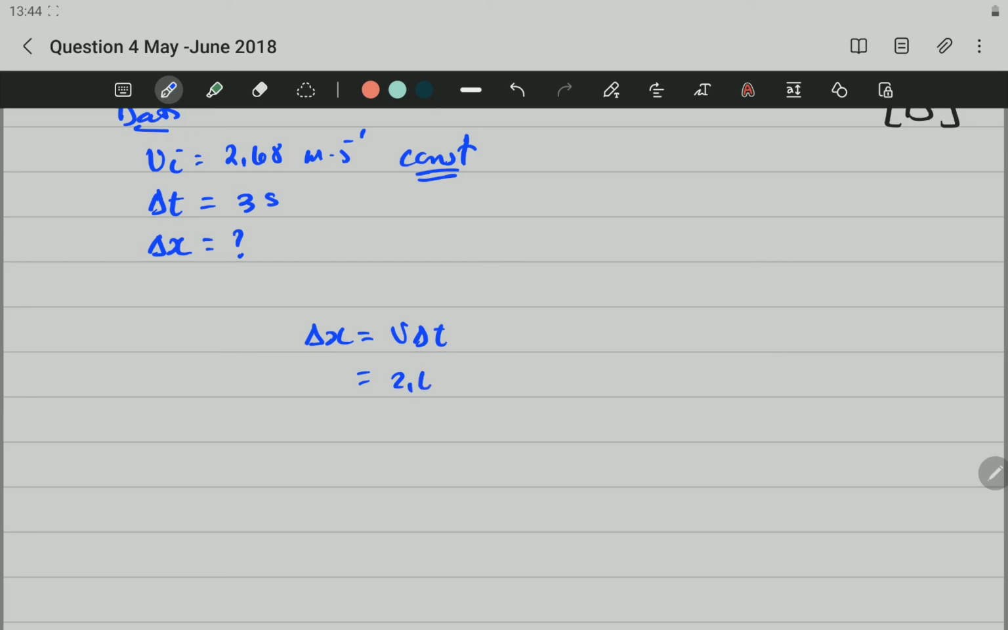It's 2,68 multiplied by the time, which is 3, and the final answer is going to be 8,04 meters. So that is the question, and the marks here will be one for the formula, one for the substitution, and one for the answer. These are the 3 marks.